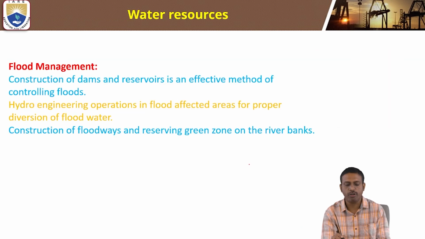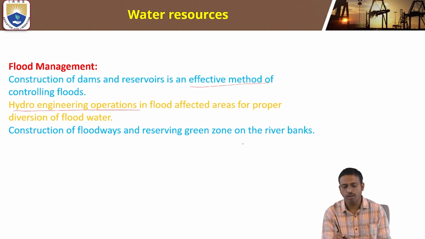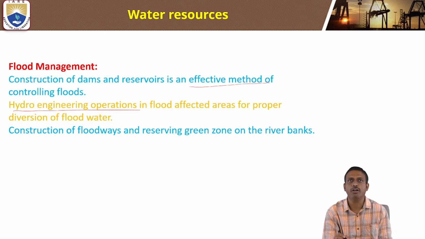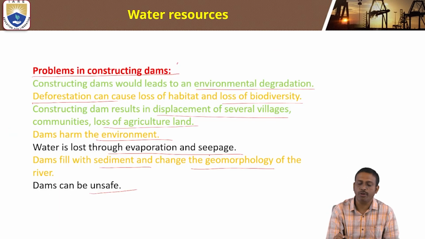Here, how are we going to control this? Through effective construction of dams and reservoirs. We can control this with hydro engineering operations in the flood affected areas, for the proper diversion of the flood water, construction of floodways and reservoirs, and green zones on the river banks.